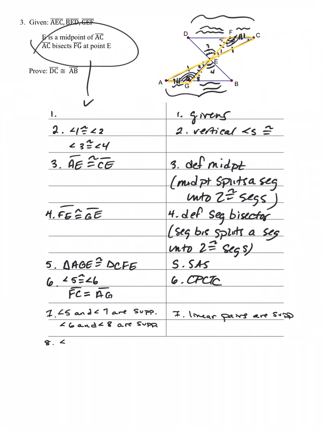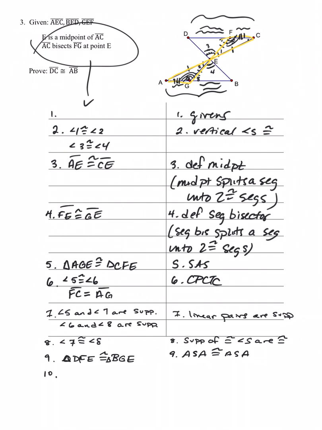Then we can establish that angle 7 is congruent to angle 8. And that's because supplements of congruent angles are congruent. All right, so now we have those triangles are congruent by angle side angle. So triangle DFE is congruent to triangle BGE by angle side angle. I'm going to stop marking the picture because it just looks like a disaster.